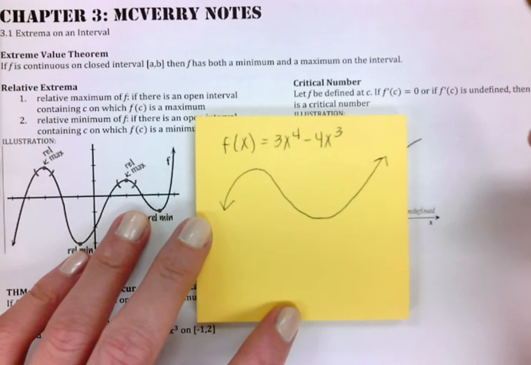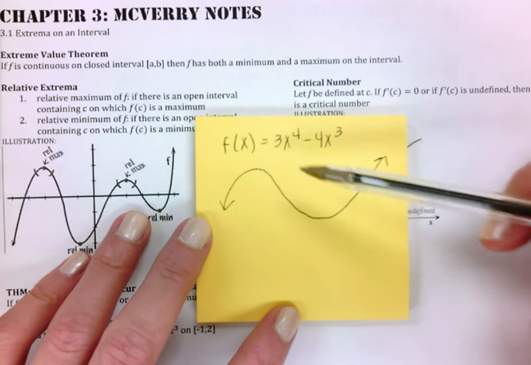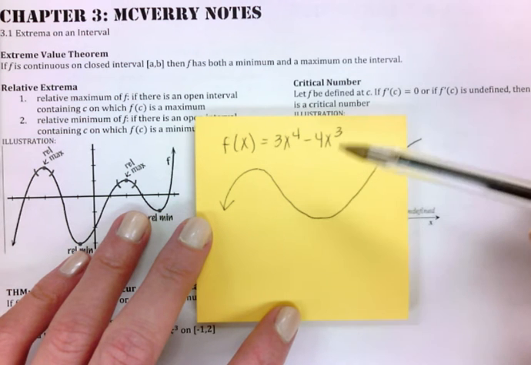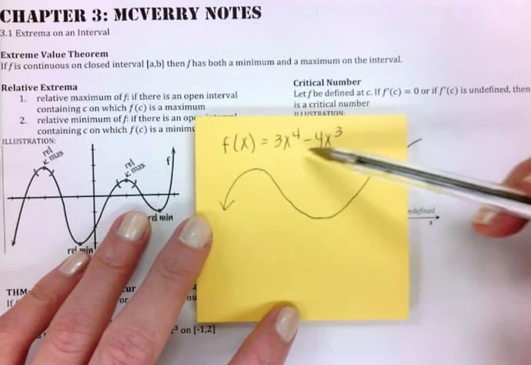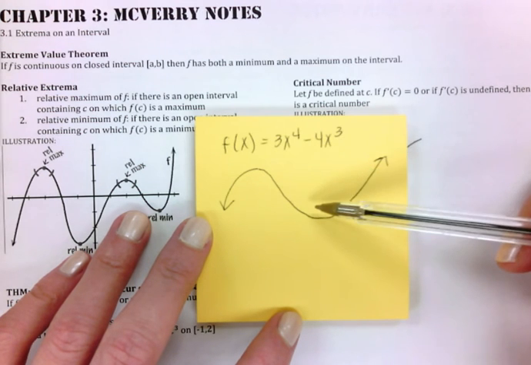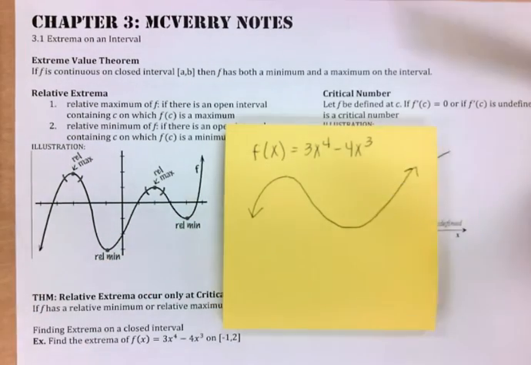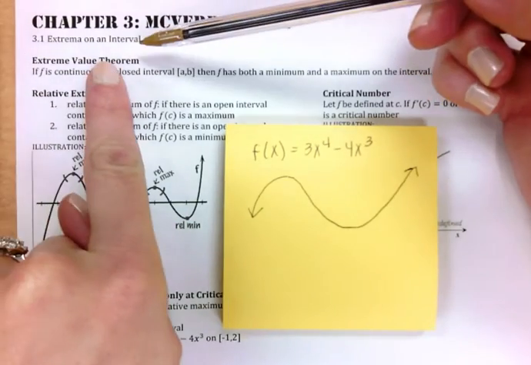And so what this chapter is helping us do is to figure out what this graph of the function looks like without actually plugging in numbers like in good old Algebra 1, where you just make this giant XY chart and try to figure out what it looks like by plugging in numbers. So in the first lesson, 3.1, we find extrema on an interval.